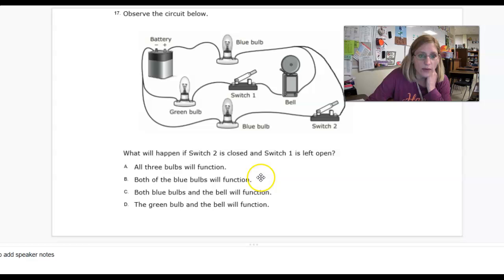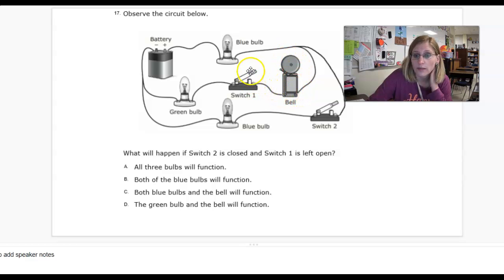So you may come across a question like this, where you have to observe all these different paths. The trick is to follow the path with your pencil. You start with the positive side of the battery. Always start with the battery. And then we keep going. It looks like this flow is good. This blue light bulb would probably turn on. And if I go to this path right here, this bell would probably turn on.